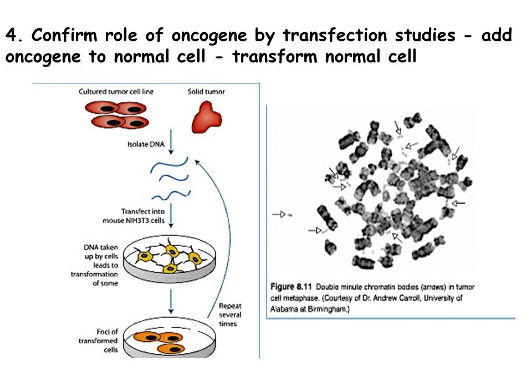Now, how do we go about confirming the role of an oncogene? Well, we do this with something we call transfection studies. I want you to think of them as addition experiments. We're going to add the gene to a normal cell and see if it becomes transformed. And we can do this in a number of ways.